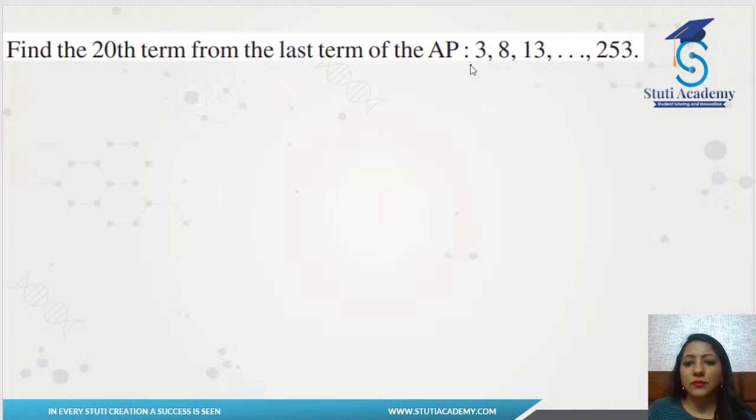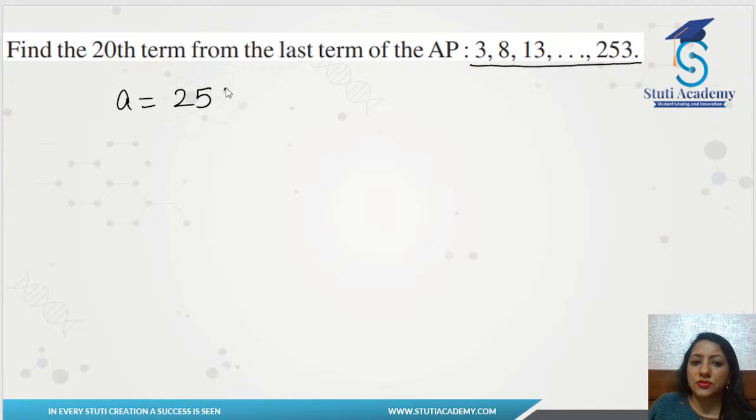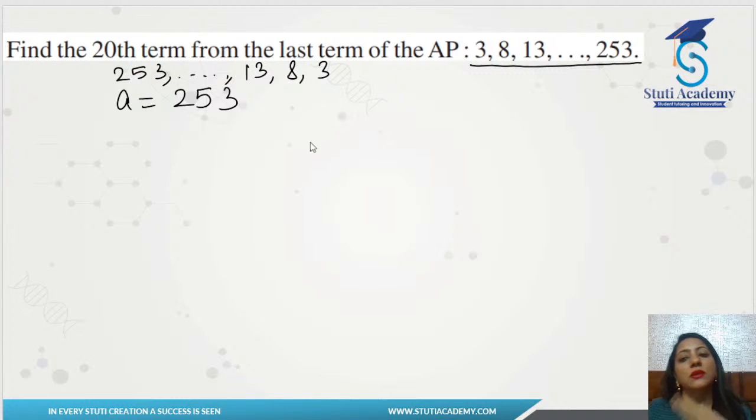We have a very, very easy technique here. This is the AP which we have. Here the first term is 3. But since we want the 20th term from the last, we will take the last term as the first term. So we'll just reverse the AP. I'm starting from 253 and so on, 13, 8, 3 like this. So we are taking the last term as the first one. And the common difference here is positive 5. We'll make it negative 5.